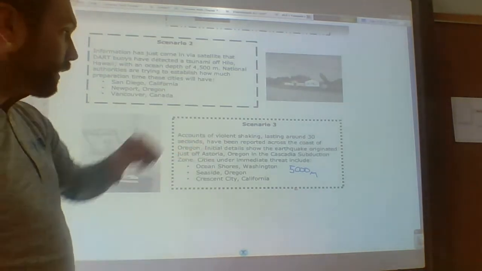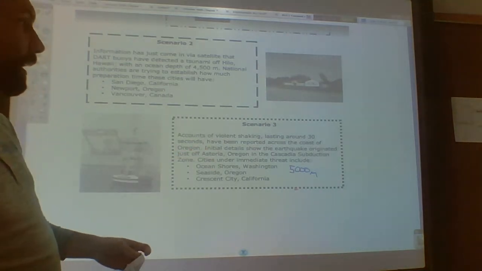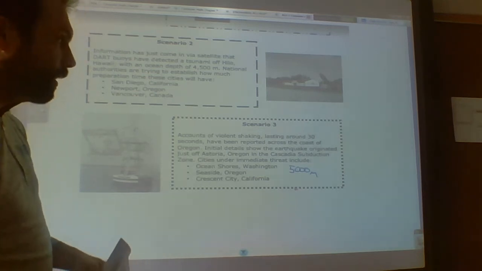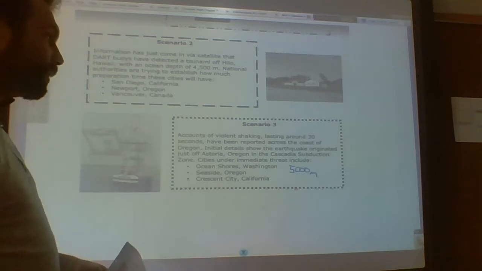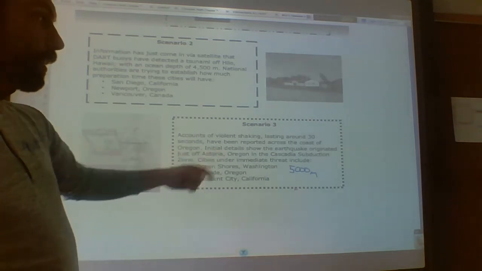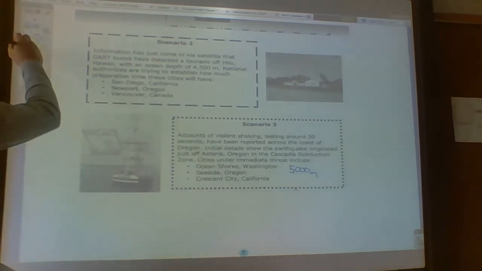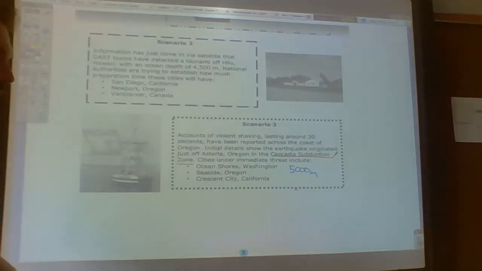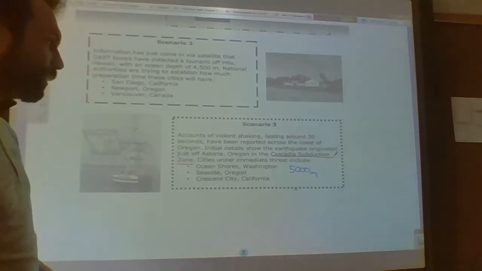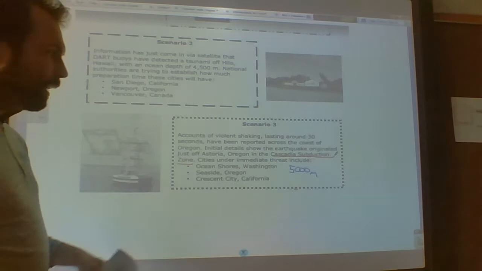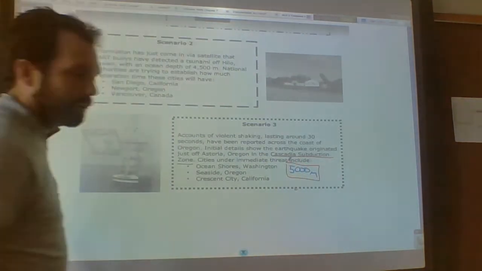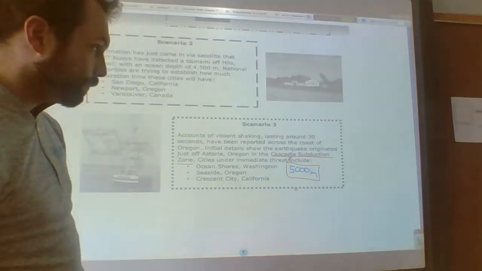So scenario 3: accounts of violent shaking lasting around 30 seconds have been reported across the coast of Oregon. Initial details show the earthquake originated just off Astoria, Oregon, in the Cascadia subduction zone. Cities under imminent threat include Ocean Shores, Washington, Seaside, Oregon, and Crescent City, California. And this event occurred at a depth of 5,000 meters off the coast in the ocean.